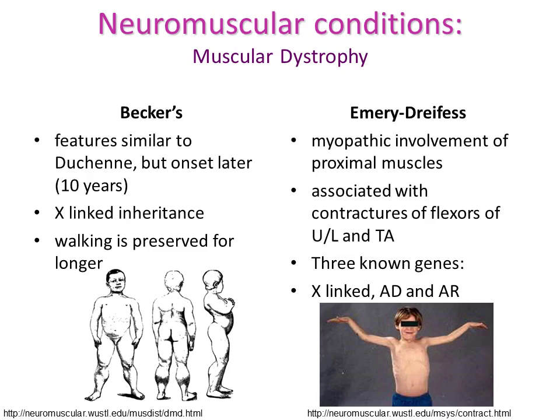On the right here is Emery-Dreifuss muscular dystrophy. This is where the proximal muscles are involved. People often get contractures of the flexors of the upper limb and the Achilles tendon, and there are 3 known genes that cause Emery-Dreifuss: X-linked, autosomal dominant, and the recessive types as well.